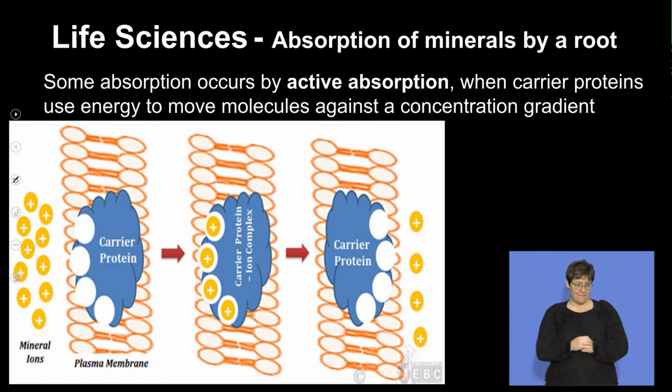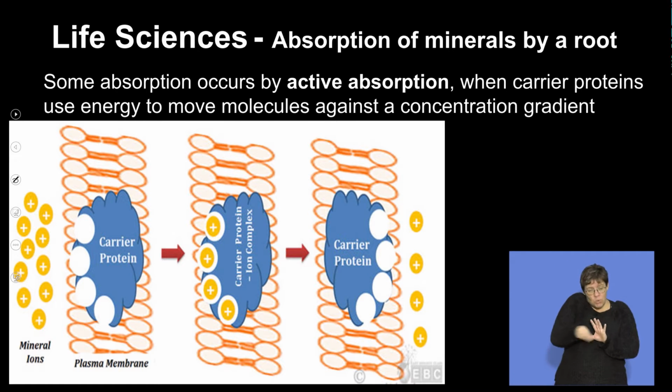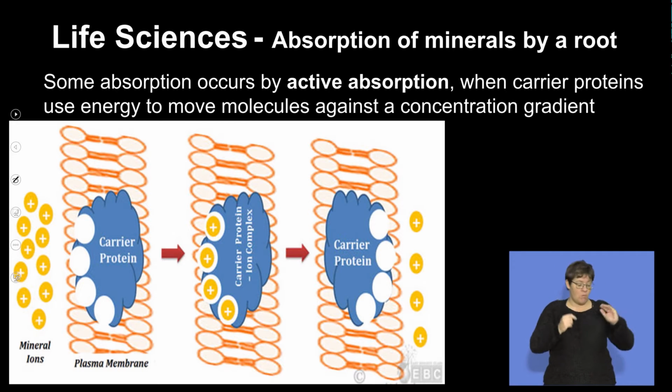And that is they use something called active transport. And this you should have done in your section on cells as well. Active transport occurs when special carrier molecules use energy to get needed substances into the plant, even if it's from a low to a high concentration. So let's have a look at this.